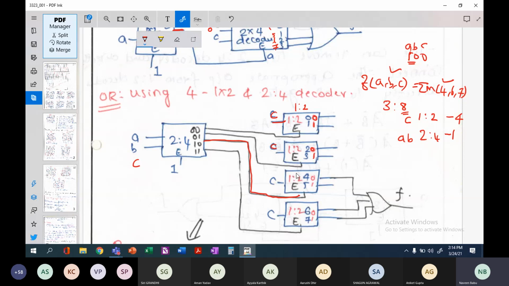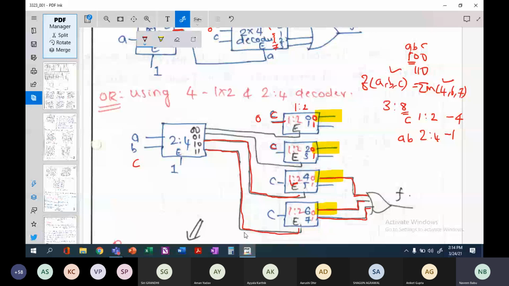But please note, when C is 0 here, all these corresponding 0 outputs will be available for the outputs. But based on the AB signal, only the third line will be selected, and only this decoder will be selected, and you will have a high signal across this output only, when it is 1, 0, 0. When it is 1, 1, 0, which decoder will be selected? This decoder will be selected, and this output will be available. When it is 1, 1, 1, then this output will be available. This is how the decoder works.